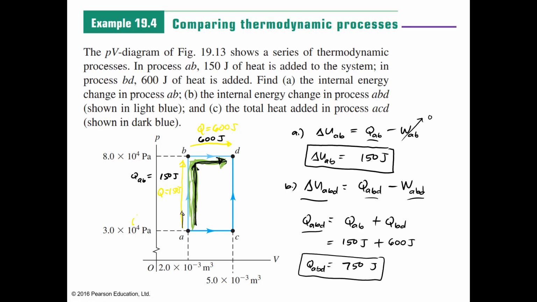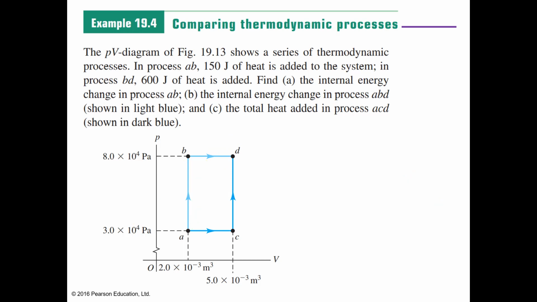Now, the next thing to do is to solve for the work ABD. Work ABD is equal to the work done in the AB process plus the work done in the BD process. The work done in AB, since the volume does not change, is equal to 0. For the work done in BD, the pressure is constant. At constant pressure, the work done is just equal to pressure times the volume change, the volume at point D minus the volume at point B.